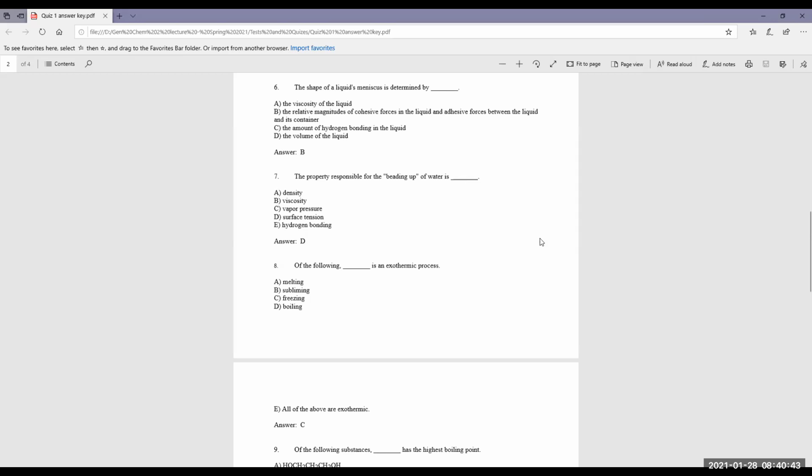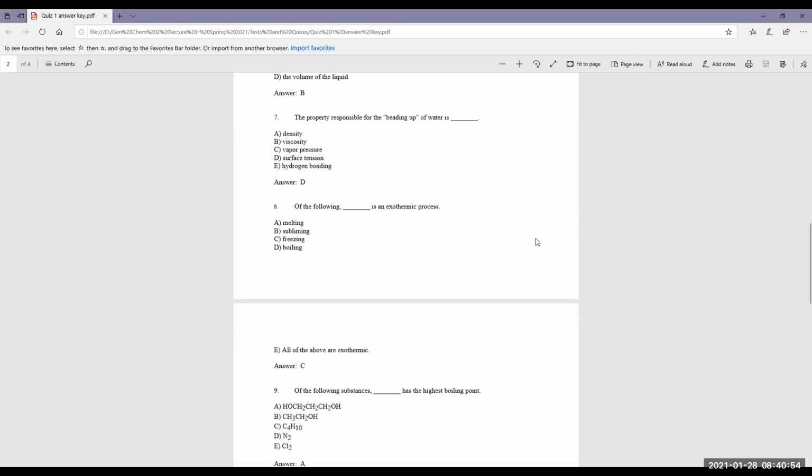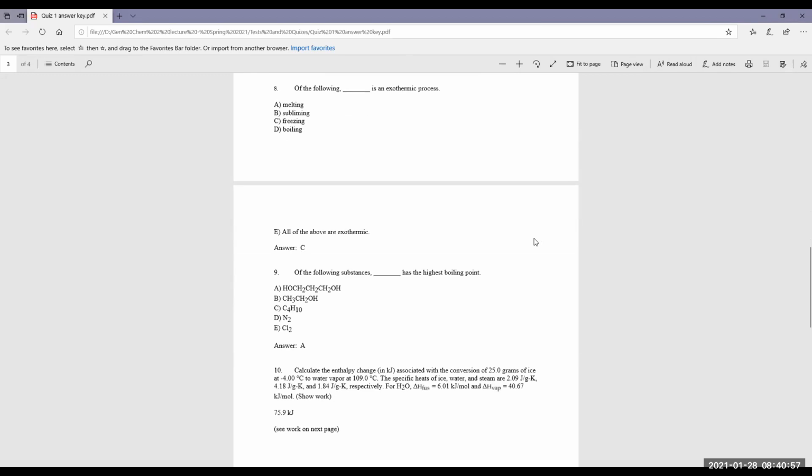Number 7, the property responsible for the quote unquote beading up of water, that's surface tension. Number 8, which of these is an exothermic process? So remember, endo, you're putting energy or heat into it to make it occur. Exo, it's coming out. So the answer for 8 is freezing. Melting, subliming, boiling, all of those require you to put energy into it for that to occur. Freezing is the one where it's exothermic, so energy is given off.